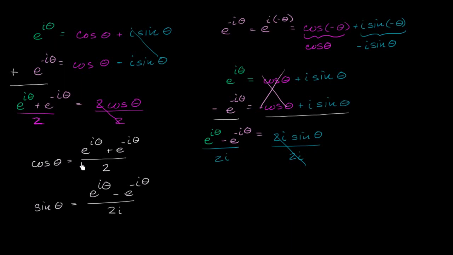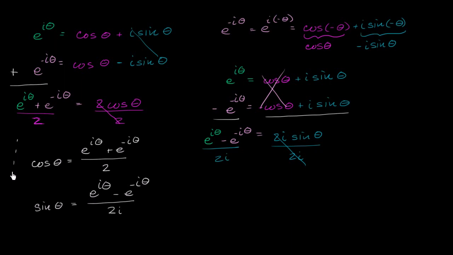I can write cosine of theta as the sum of these two exponentials that are dealing with imaginary numbers, and sine of theta as the difference of these two exponentials dealing with imaginary numbers. Actually, over here, it's the average of the two functions. You're dividing by 2. Here, we're dividing by 2i. And if you don't like that i in the denominator, you can multiply the numerator and the denominator by i. This will become a negative. You'll have the i in the numerator. But either way, you will have the same expression.